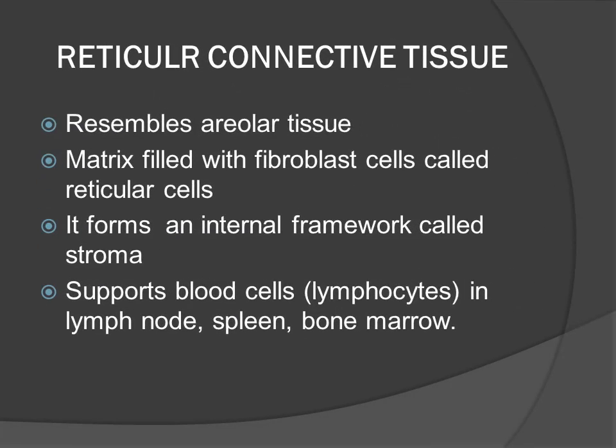So this is the third loose connective tissue, that is reticular connective tissue. Okay. So three types of loose connective tissue are there: areolar, adipose, as well as reticular. This also resembles areolar tissue, right? All the components will be there like in areolar connective tissue. Then the matrix, but here the matrix is filled with fibroblast cells called reticular cells.